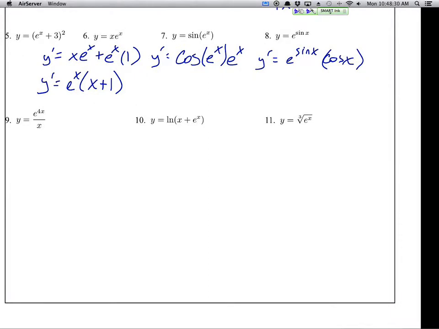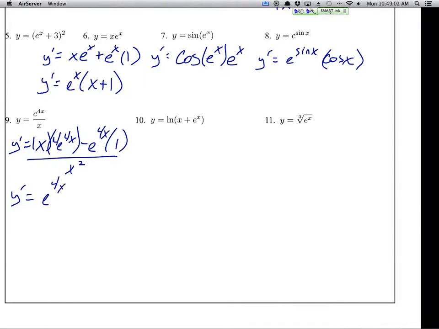Alright, Melody, back to you on 9. What's required on 9? Quotient rule. So bottom times the derivative of the top. What would the derivative of the top be, Melody? 4e to the 4x. Minus the top times the derivative of the bottom over the bottom squared. And since we used the quotient rule, what should I be able to do? Factor out 11e to the 4x. If I do that, that leaves me with 4x minus 1 over x squared.